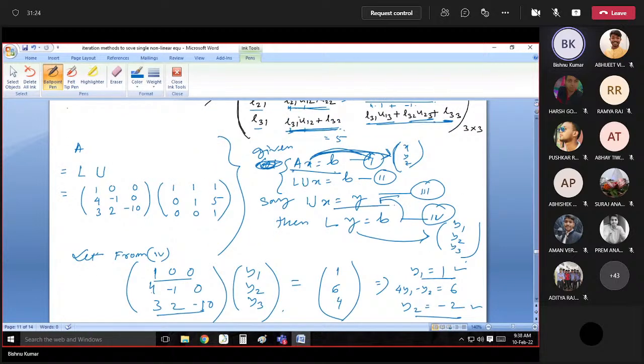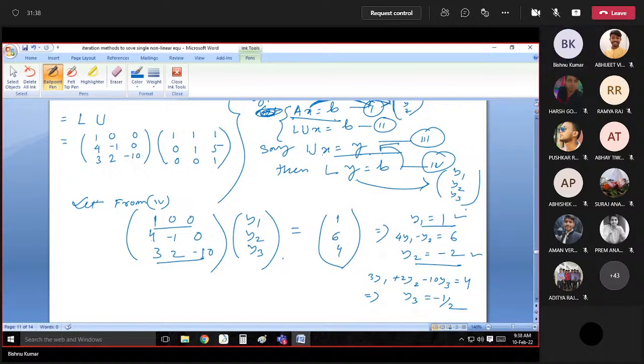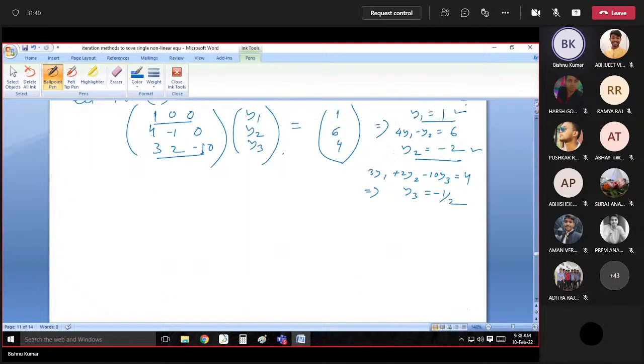Actually in equation 3 you have considered y. That y you have already calculated with the help of this equation. So use that value in equation 3. So Ux equals y. Y is already calculated and x is the column vector. What is the y? Y1, y2, y3. So 1, minus 2, and y3 is minus half, means minus 0.5. That type of thing I am writing.